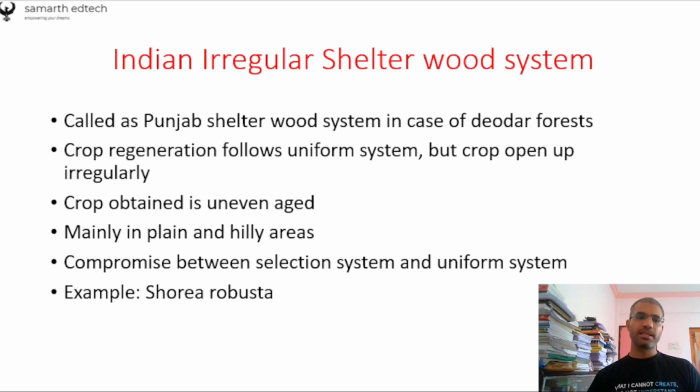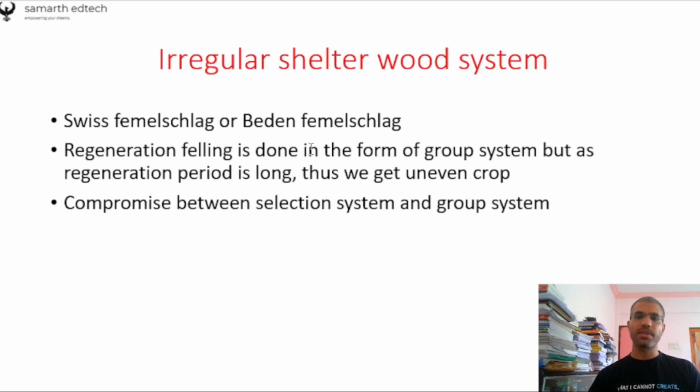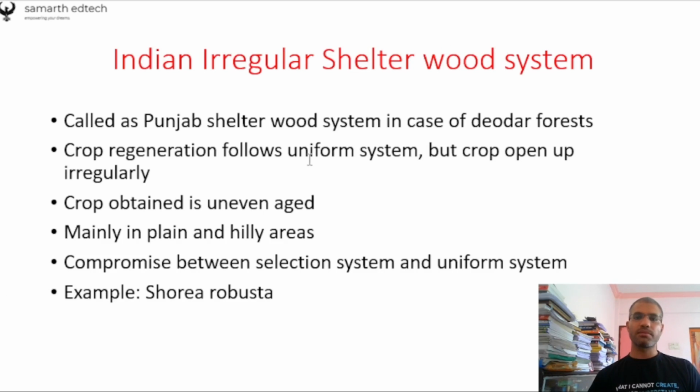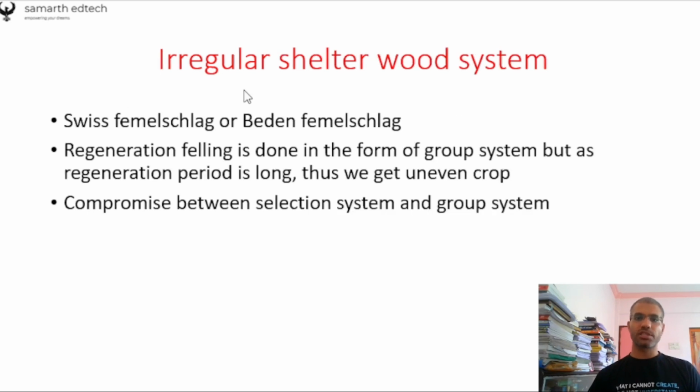Now this is important. In the Indian irregular shelter wood system, the crop regeneration follows your uniform system. Whereas in the case of irregular shelter wood system, only irregular shelter wood system, the regeneration felling is done in the form of group system. So over here, group system was there. But in the case of Indian irregular shelter wood system, what are we adopting? Uniform system. But the crop opens up irregularly, so that's why we get uneven aged crop. So the crop obtained is uneven aged, mainly in your plain or hilly regions. It is a compromise between your selection system and uniform system. So in the case of Indian irregular shelter wood system, it is a compromise between selection system and uniform system. Whereas in the case of irregular shelter wood system, it was a compromise between your selection system and group system.